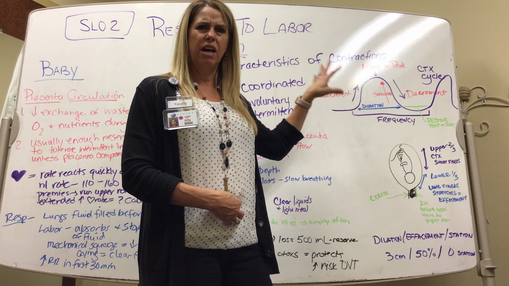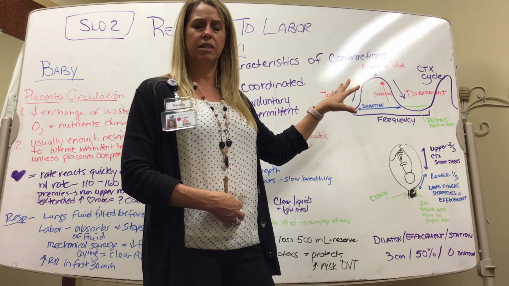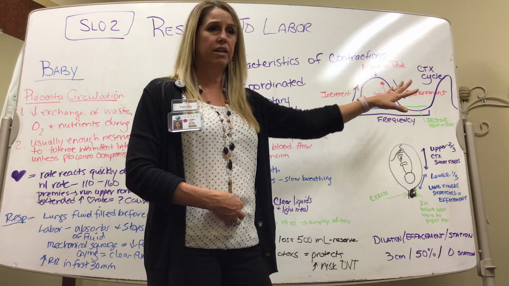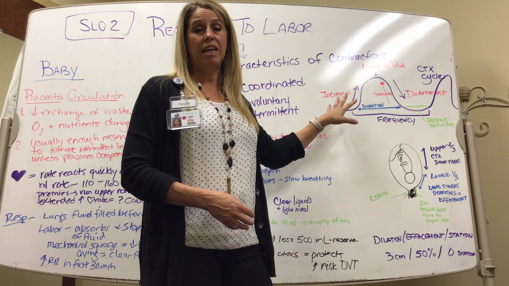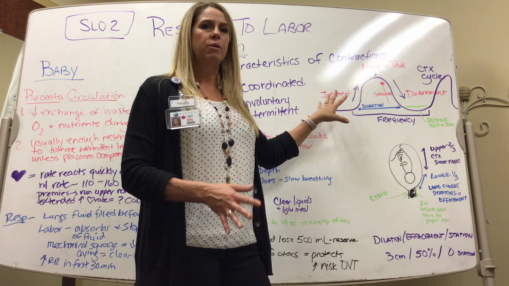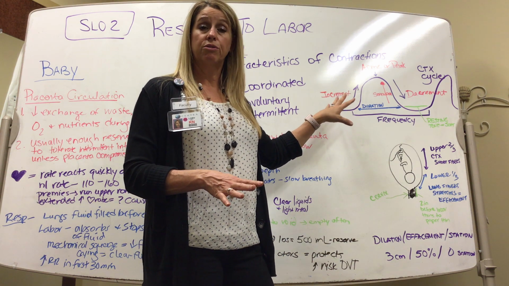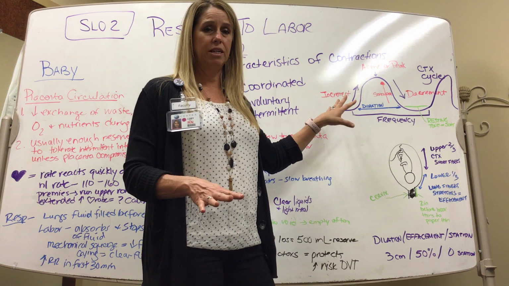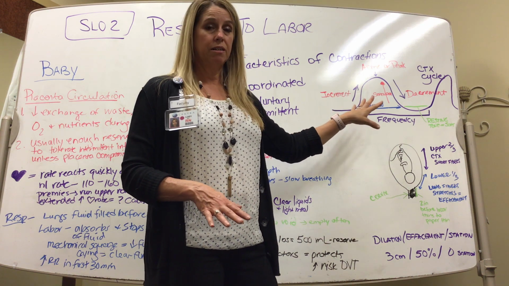So frequency is how often is this patient having contractions, how many minutes apart are they, or how many and a half minutes apart are they. So when we document them, it'd be something like 2 to 3 minutes, or 2.5 to 4 minutes is the way it would be documented.